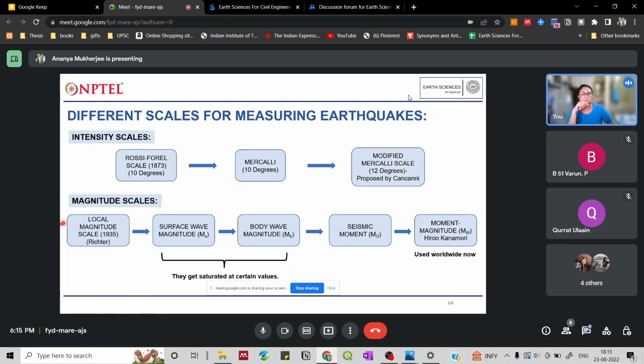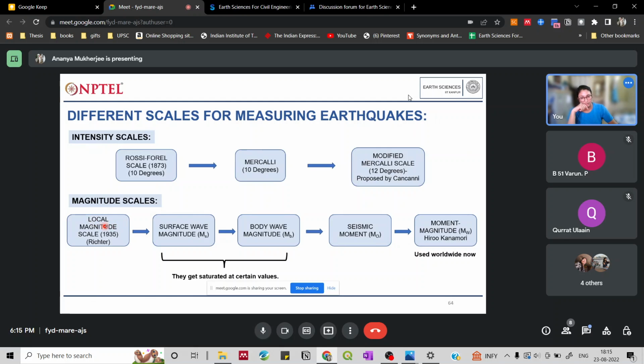The first magnitude scale that was developed is the local magnitude scale, ML. It was given by Richter, and the local magnitude scale was used pretty well to quantify the size of the earthquake.